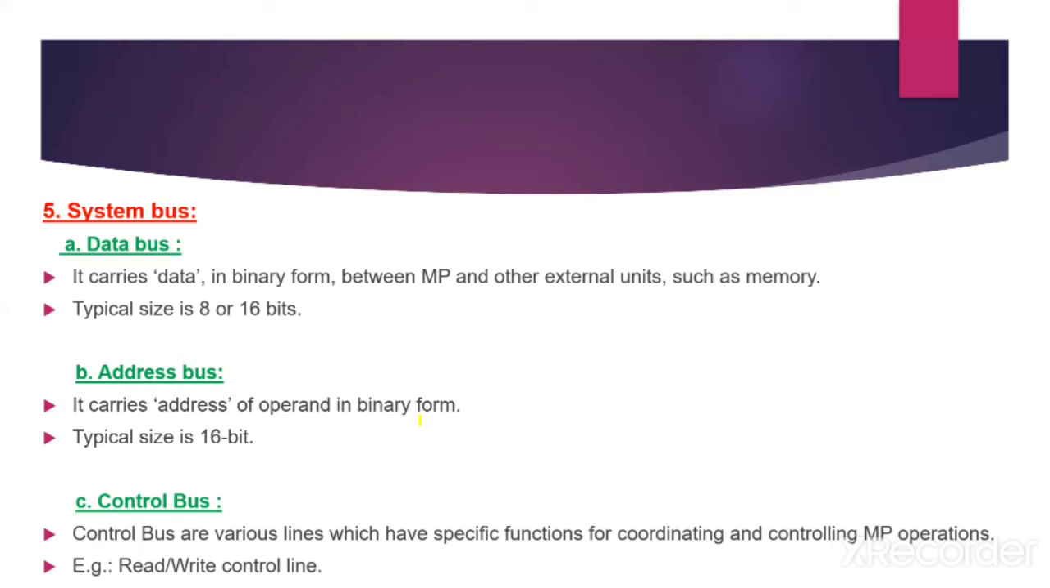Address bus is unidirectional, meaning it transfers data in only one direction, and it carries the high order address. Data bus is bidirectional. Next is control bus. Control bus has various lines which have specific functions for coordinating and controlling microprocessor operations. For example, read or write control line.